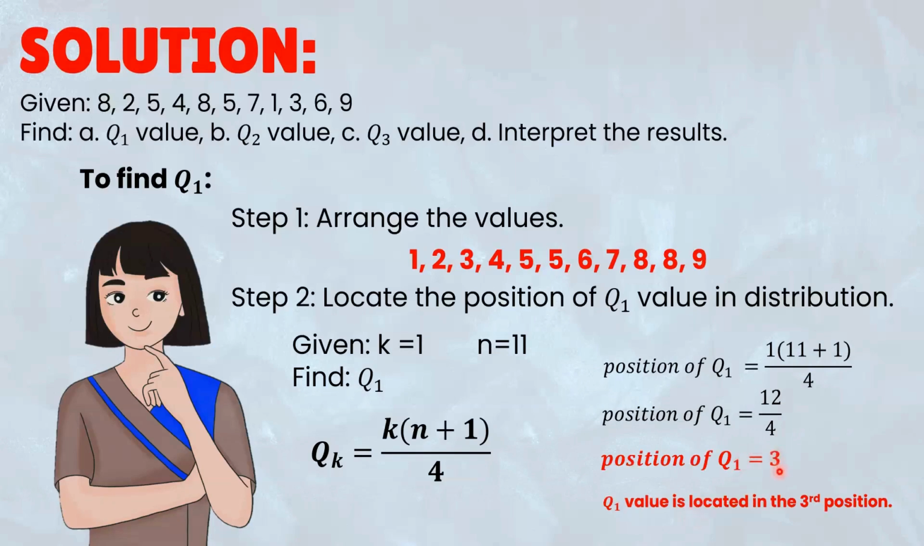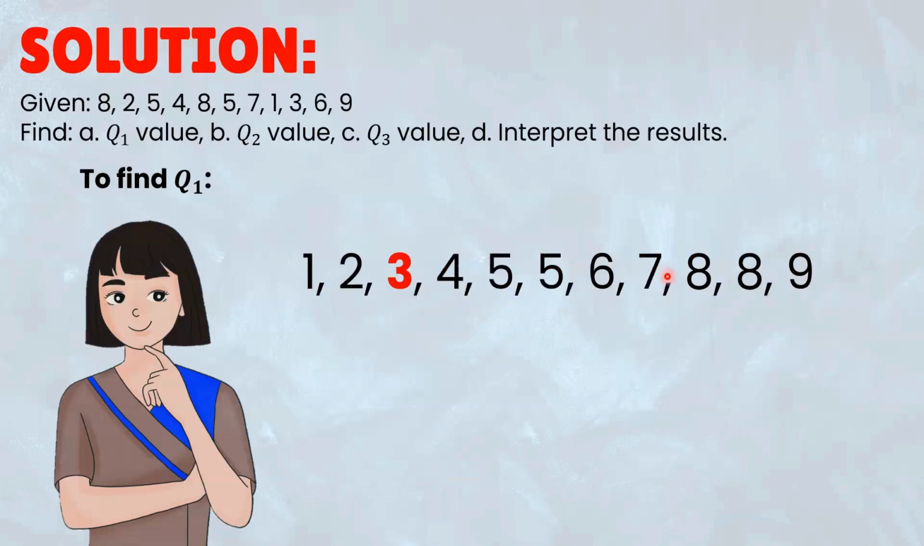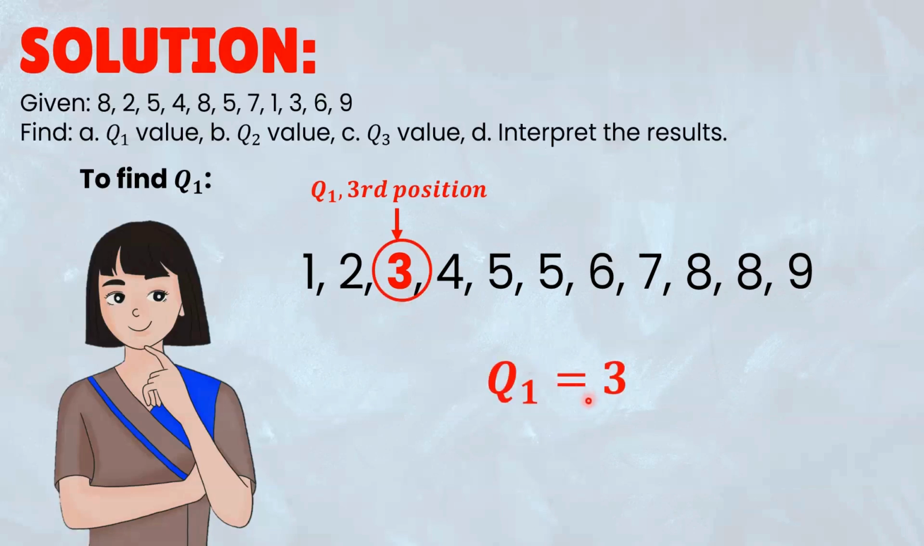Since our answer in the formula is a whole number, which is 3, we don't need to proceed to step 3, which is interpolation. Thus, we say that our quartile 1 value is located in the 3rd position. Now, we go back to our arranged values and locate the value of quartile 1. Based on our arranged values, the 3rd position is here. From the lowest, it's 3. So, therefore, our Q1 value is equal to 3.